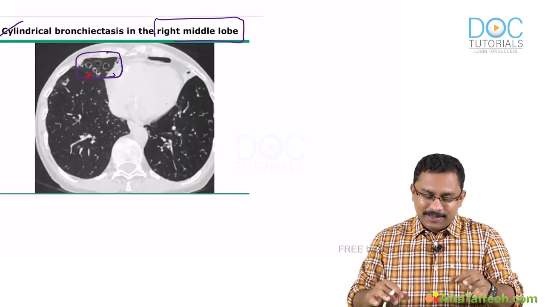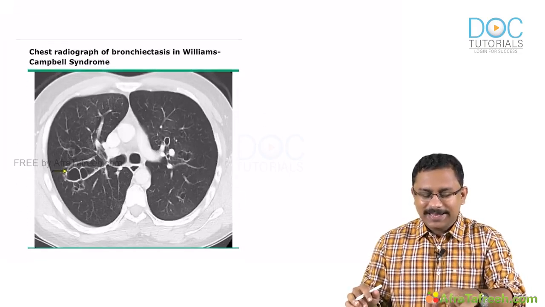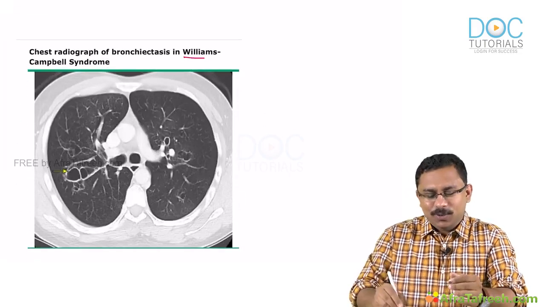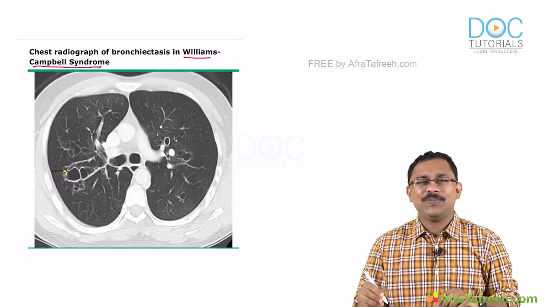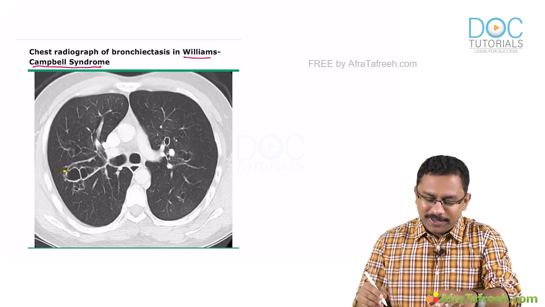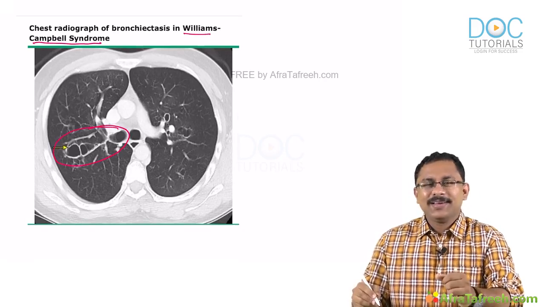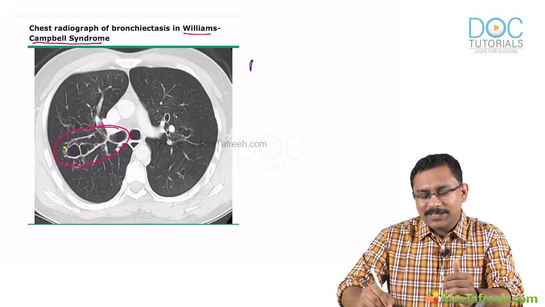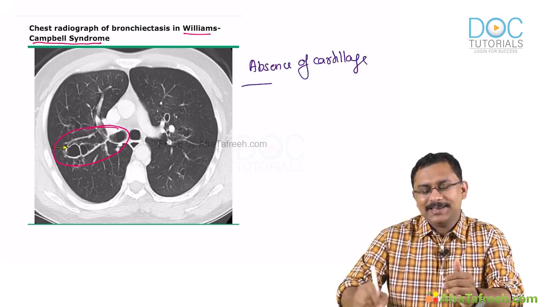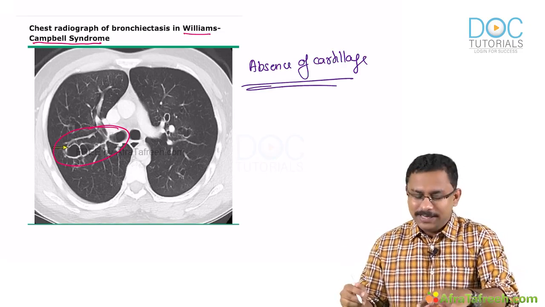All right, coming back, cylindrical bronchiectasis in the middle lobe, and this is another syndrome that I just want to share with you. I wanted to share this because in Harrison the name of the syndrome is given, that is your Williams-Campbell syndrome. I am quite sure that you are able to appreciate the dilated bronchi here. The Williams-Campbell syndrome is a condition in which there is absence of cartilage. The bronchial wall cartilage would be absent at many places, and because of that, that can predispose to bronchiectasis.